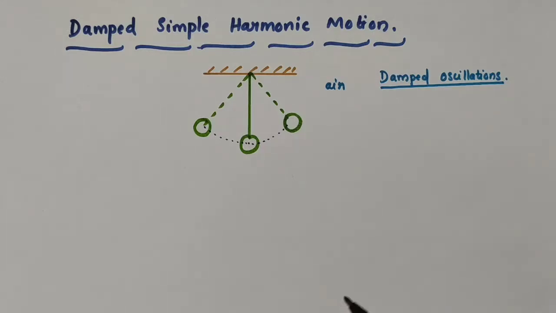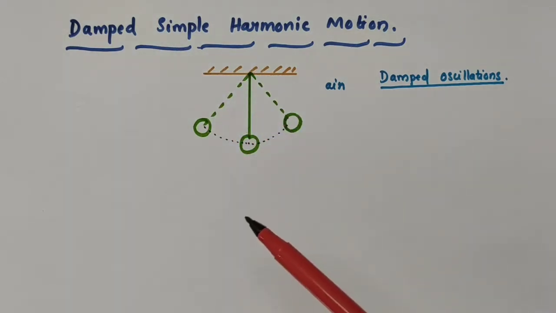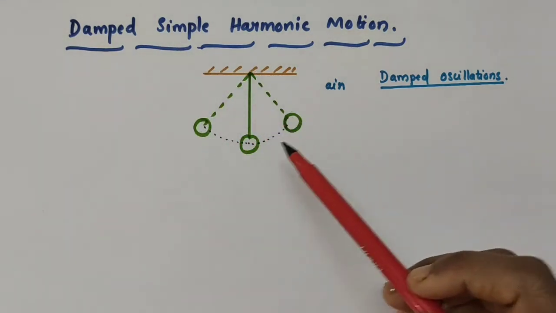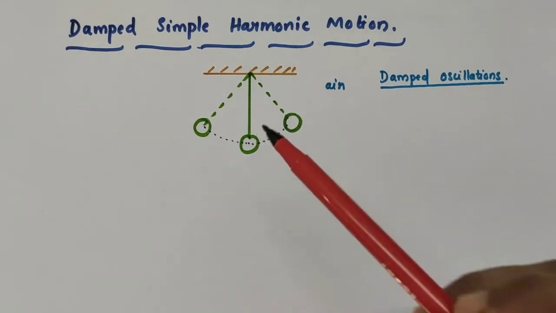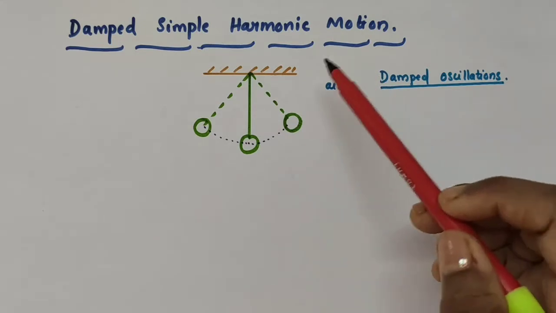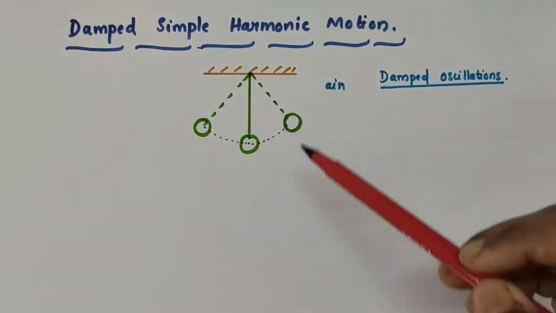Hello everyone. In this video, we are going to talk about damped simple harmonic motion. Consider the motion of a simple pendulum swinging in air. Its oscillation dies out eventually. Why? Because the surrounding medium is air, so air is present here.